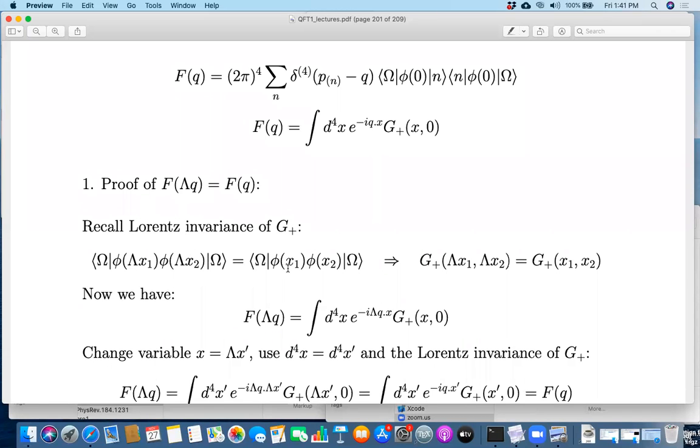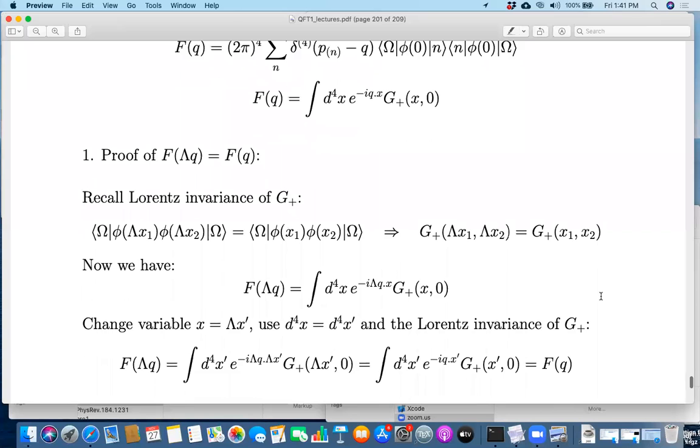What did we prove exactly? We proved a relation of this kind: if you take the vacuum expectation value of phi of lambda x1, phi of lambda x2, you can think of this as phi tilde of x1 and phi tilde of x2, where phi tilde corresponds to the Lorentz transformed phi. So we have proved that the vacuum expectation value of phi of lambda x1, phi of lambda x2 is the same as the vacuum expectation value of phi of x1, phi of x2. And this translates to a relation on g plus, which implies that g plus of lambda x1, lambda x2 must be equal to g plus of x1, x2.